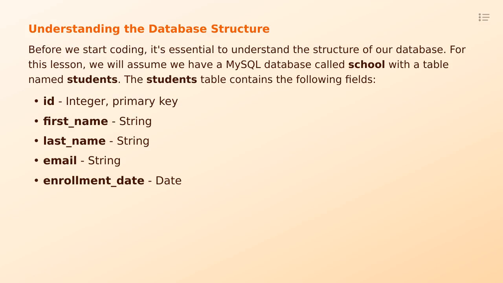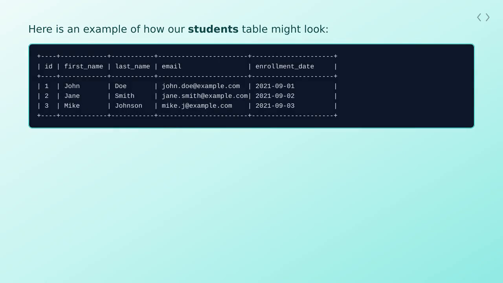This section covers understanding the database structure. Before we start coding, it's essential to understand the structure of our database. For this lesson, we will assume we have a MySQL database called school with a table named students. The students table contains the following fields. First, id, integer, primary key. Also, first_name, string. Also, last_name, string. Also, email, string. Finally, enrollment_date. Here is an example of how our students table might look.